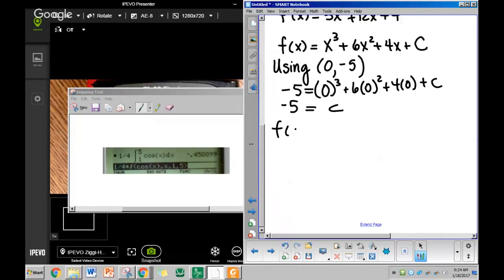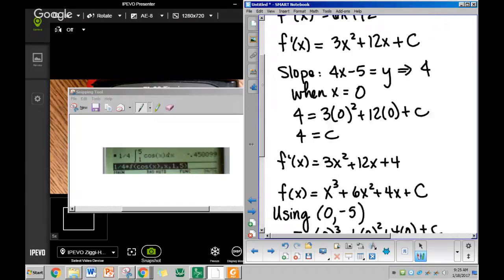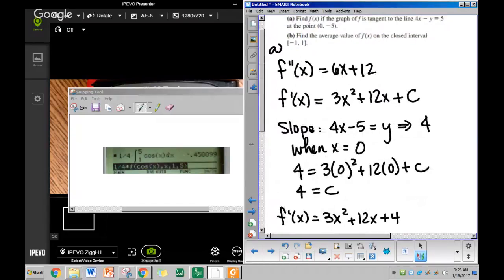So f of x is equal to x cubed plus 6x squared plus 4x plus c. So that's, I think the answer is, oh, -5, sorry, -5. So that's the answer to part A. Let's work on part B.